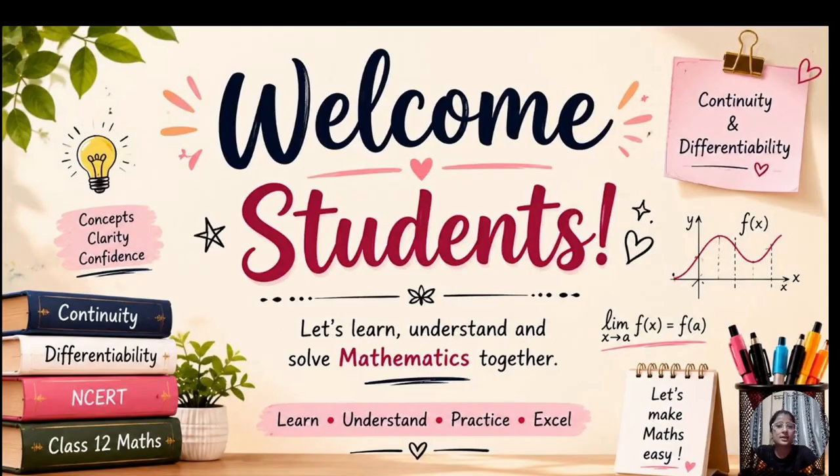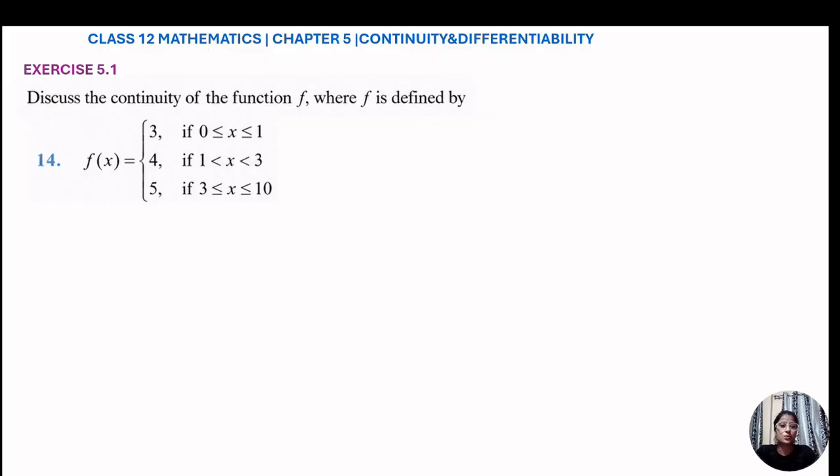We have started chapter 5 of class 12, that is continuity and differentiability, and we have started with solving the questions of exercise 5.1. Let's move ahead in the list of this question. Now in this video we will solve question number 14, 15 and 16 of exercise 5.1. Let's move ahead. So our first question is question number 14 of exercise 5.1.